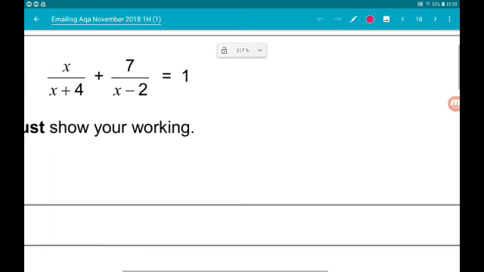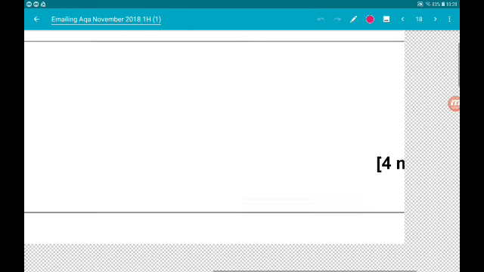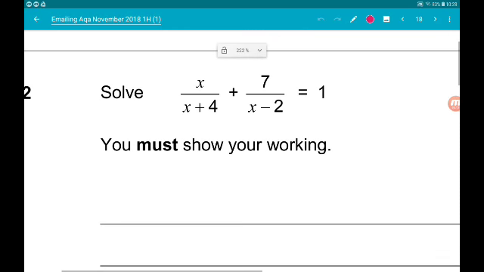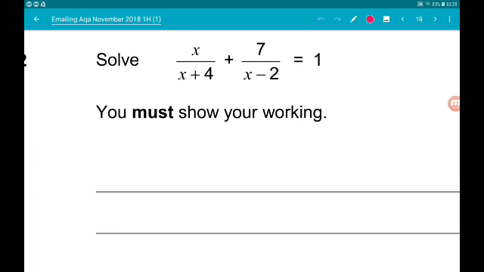Okay, question 22. Oh, what a beauty this is. 5 marks, I think. Oh, I need 4. Okay. So we want to solve x over x add 4 add 7 over x minus 2 is equal to 1. We must show our working. Okay. So I'll put my algebraic fraction stuff down below.